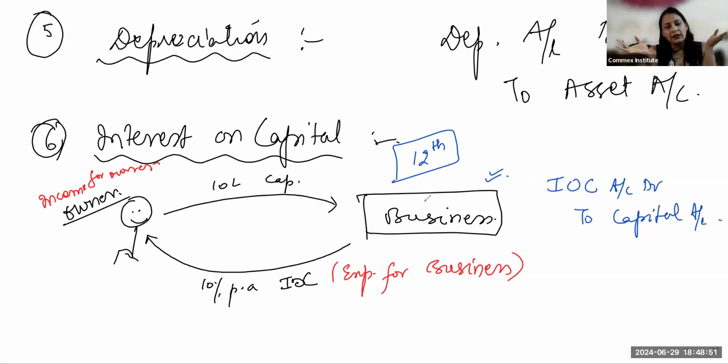Okay, so is it clear to you why we have debited interest on capital and why we have credited capital? Interest on capital is the interest which is given by the business to the owner, and therefore it is an expense for the business. Expenses are debited. Clear rule. And capital has been credited because it is being given to the owner, so his capital is increasing. Okay. Done. Can I change the sheet?